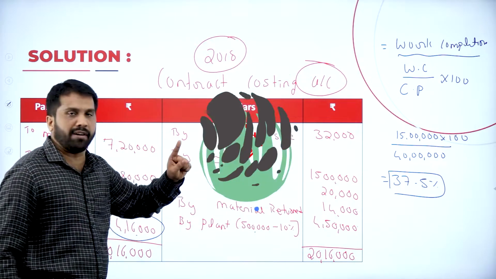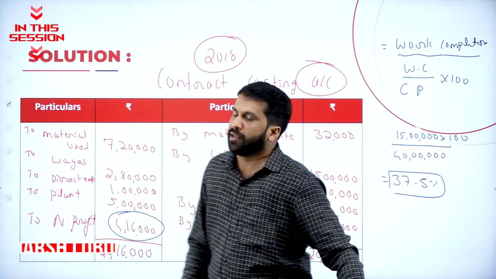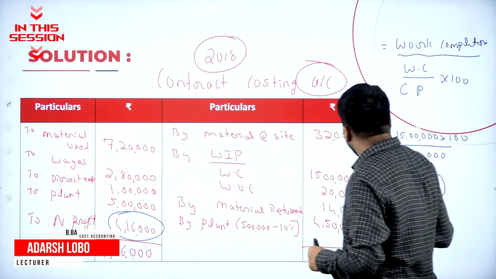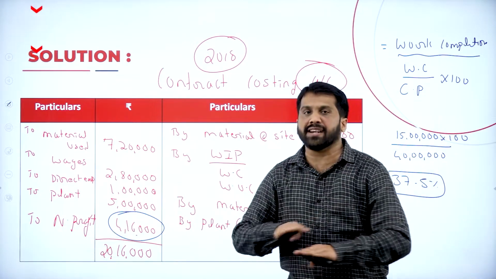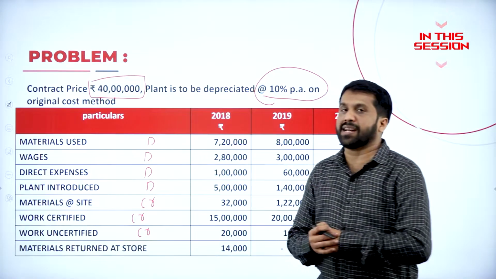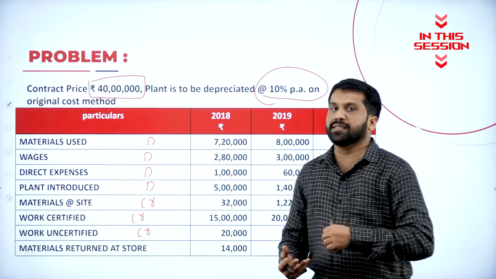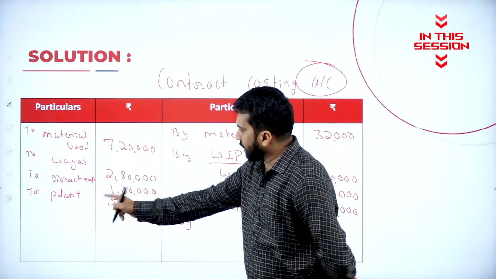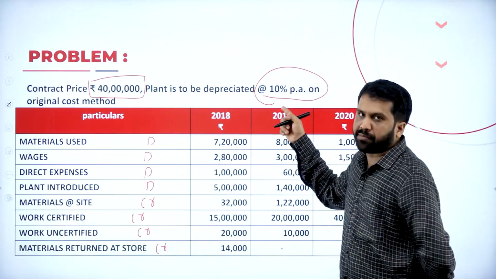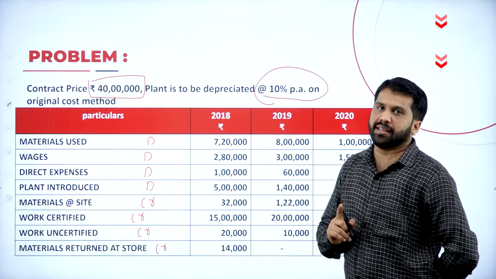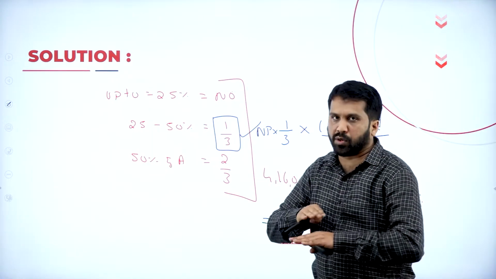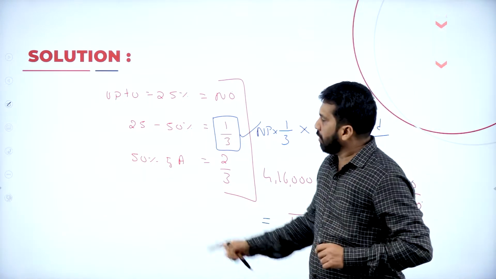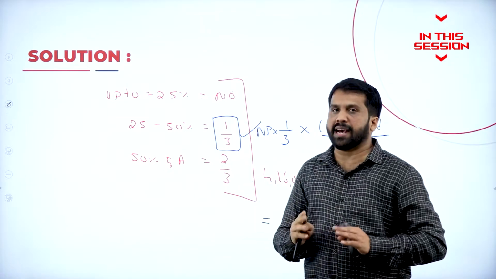If it is more than 25%, what is the next calculation? Then your net profit you have to divide. If it is less than 25%, we will not divide anything. Material returned at store. Return means वापस. Return to store, it will be credit. You have plant in the debit side and you have adjustment on the plant, means you should write closing balance. Up to 25%, no division. 25 to 50%, 1 by 3 calculation. 50 and above, 2 by 3 calculation.